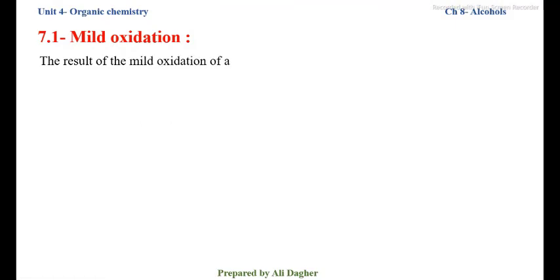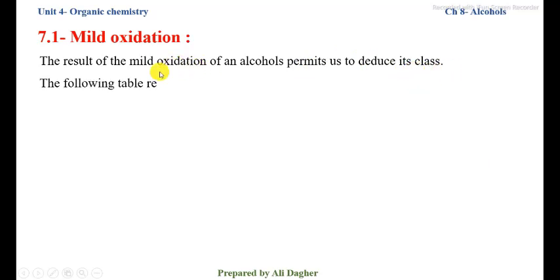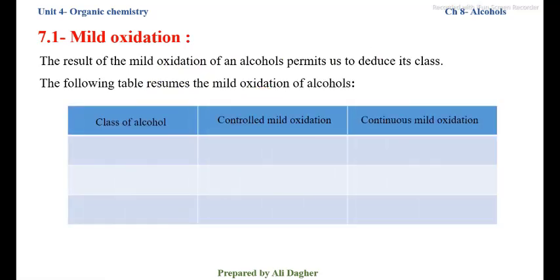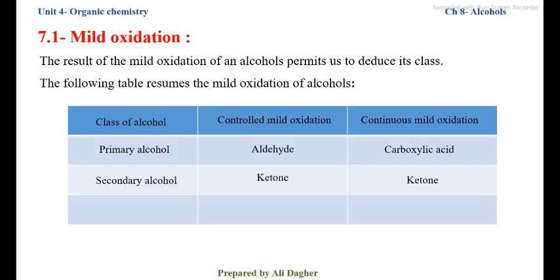The result of mild oxidation of an alcohol permits us to deduce its class. The following table resumes the mild oxidation of alcohols. If the alcohol is primary, by controlled mild oxidation when the alcohol is in excess, we obtain an aldehyde. When the oxidant is in excess, we obtain carboxylic acid. In case of secondary alcohol, we obtain only ketones, and in case of tertiary alcohol, we obtain nothing.